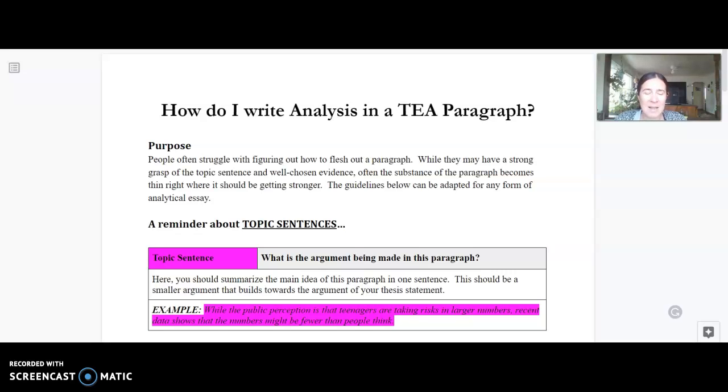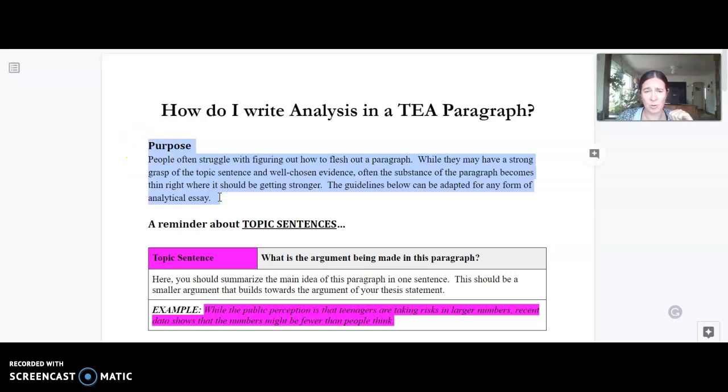This is Sarah Price, and today I'm going to do a screencast on how to write analysis in a T paragraph. So, to start off, I'd like to let you know that I did not create this brilliant document. That was the infamous Lori Fisher. I just want to make sure I have a version available for students who really need a video and audio version. So let's start with the purpose, right?